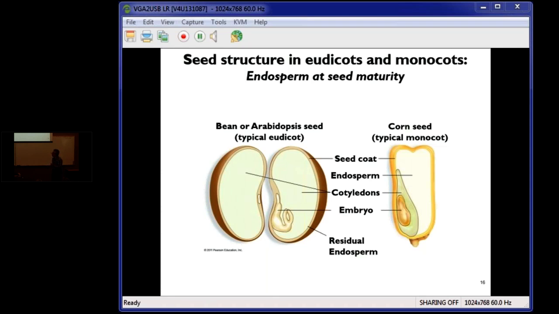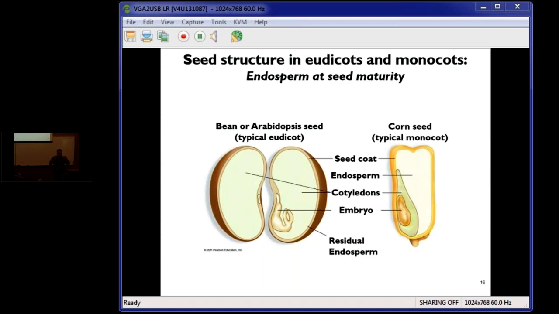But with respect to endosperm, they show very different behaviors, or very different structures at seed maturity. In the case of eudicots, the cotyledons perform the primary role of storage compartment in the developing seed, as manifested by having cotyledons that nearly fully occupy the seed. The monocots accumulate endosperm to a high level, and in many monocots, particularly grasses, the endosperm is almost always the largest portion of the seed.